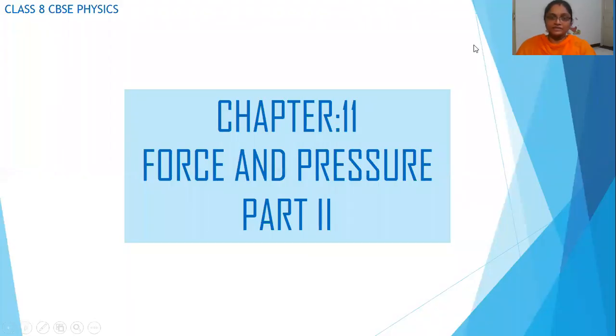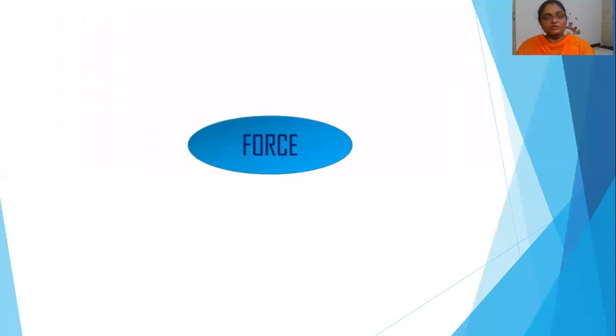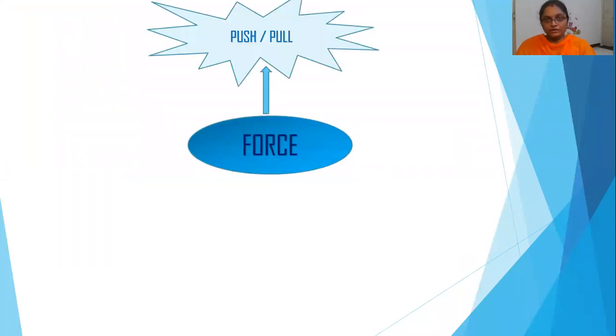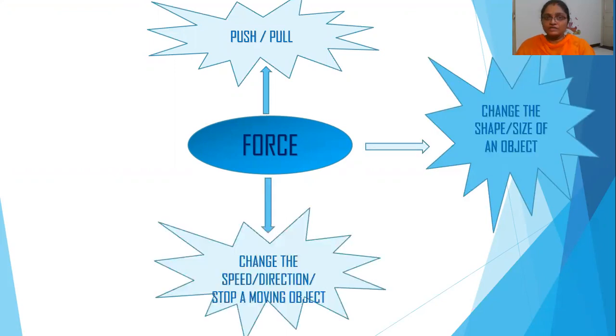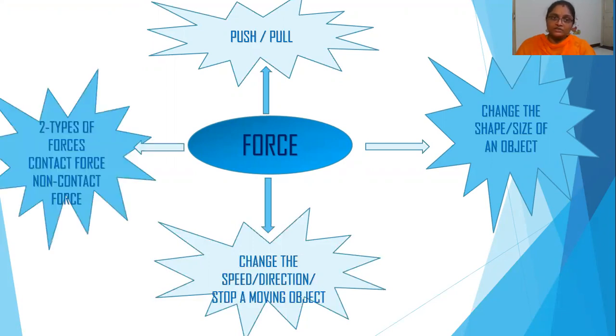Hello everyone. Let us continue the chapter Force and Pressure. In the previous video, we have learned about force. Force is a push or a pull which, when acting on an object, can change its shape or size. Force, when acting on a moving object, can change the speed, direction, or it can stop the moving object as well. There are two types of forces. Number one, the contact force. Number two, the non-contact force.